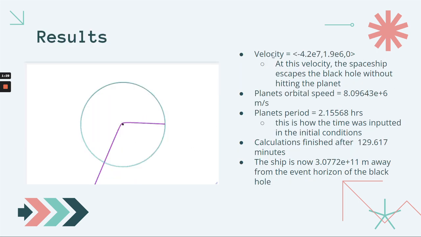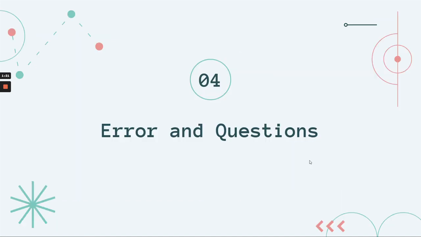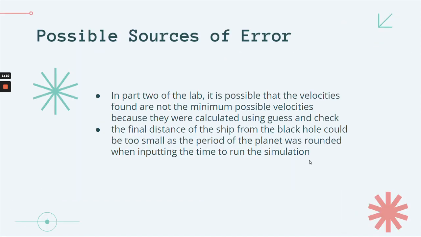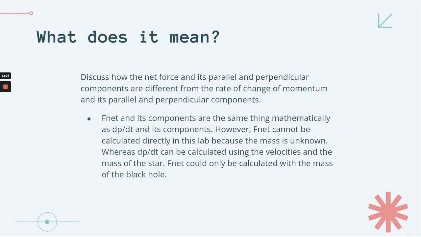So here are the results. Again, that's the initial velocity that we calculated using guess and check, and then here were the orbital speeds, the orbital period, and how far away the ship was. So going to error: in part 2 of the lab, it's possible that the velocities found were not the minimum possible velocities because they were calculated just using guess and check approximations. And then the final distance of the ship from the black hole could be too small, as the period of the planet was rounded when I inputted it to be the time for running the simulation.